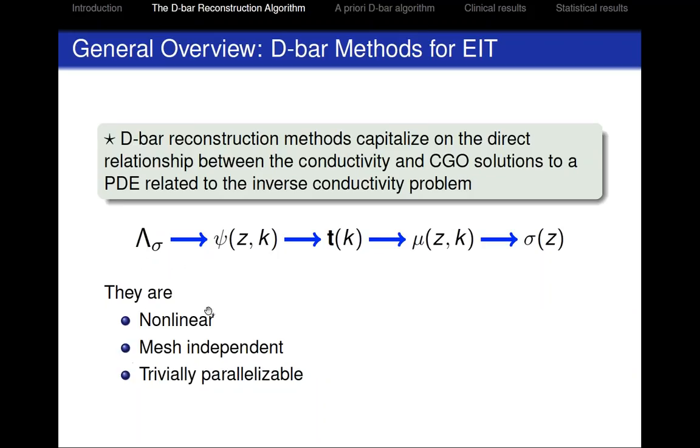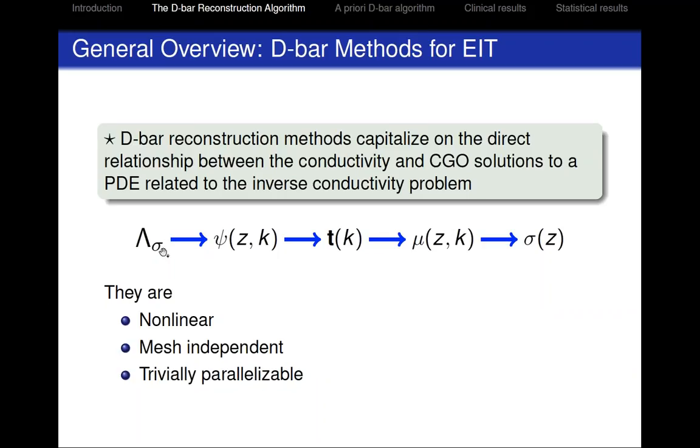Well, maybe I'll quickly mention these advantages of D-bar methods before I start in on these steps. That'll take a bit of explanation. They have the advantages that they're nonlinear. They're mesh independent. You'll see that as we go through the steps. And so they're trivially parallelizable. In fact, there's more than one way to parallelize them, but the trivial way is with respect to each pixel for which you want to reconstruct your conductivity.